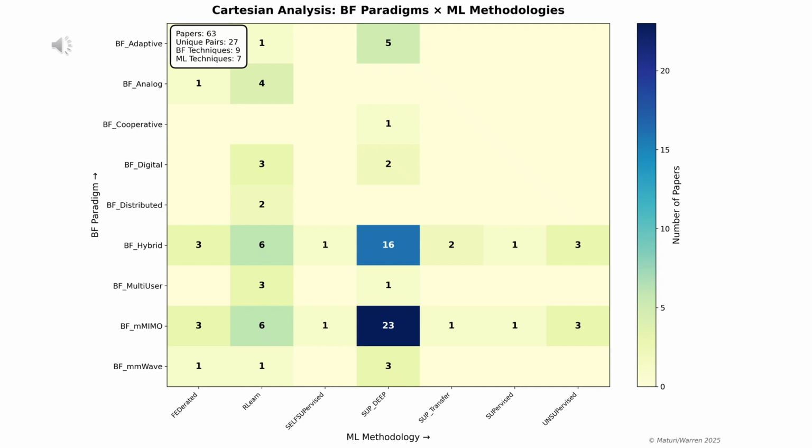This analysis maps every coarse beamforming by machine learning combination, revealing strategic patterns. Hotspot. Massive MIMO by supervised deep learning leads with 23 papers. Systematic gaps. Blank cells aren't empty spaces, they are untapped opportunities. Strategic insight. The matrix reveals focus on proven combinations, leaving opportunity for new approaches. This category treasure map suggests strategic directions towards unexplored intersections.